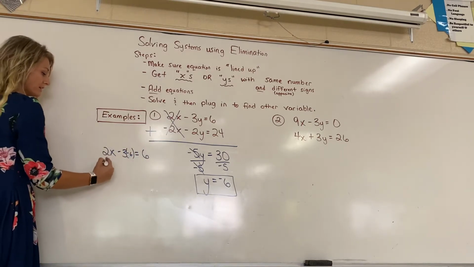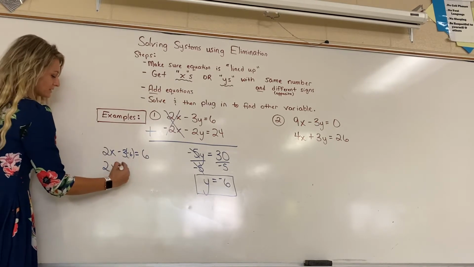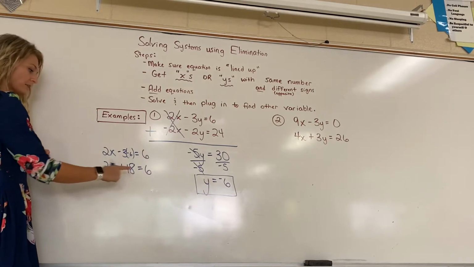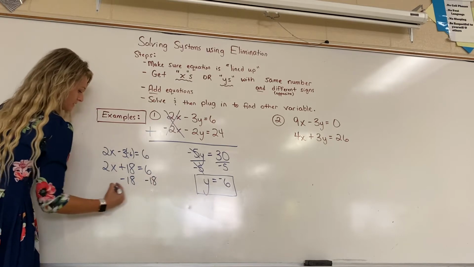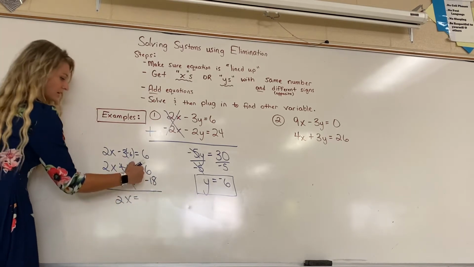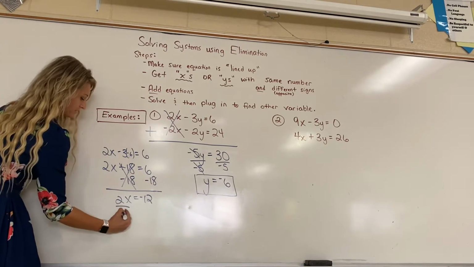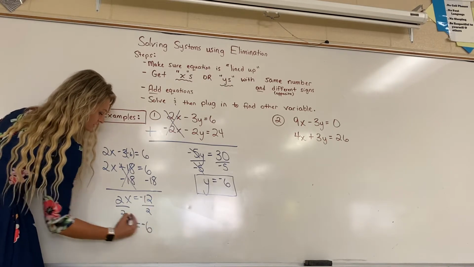So I'm solving for x, so the 2x comes down. Negative 3 times negative 6 is a positive 18, and then my 6 comes down. From there, to solve, I have to subtract my 18 from both sides. So then that goes away. My 2x comes down. 6 minus 18 is negative 12. And then I divide by 2, and x is equal to negative 6.